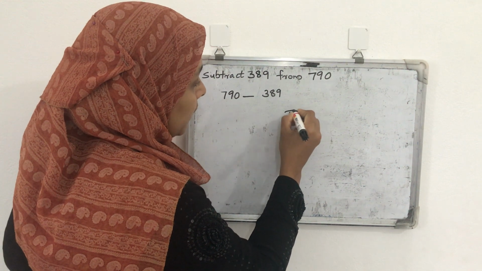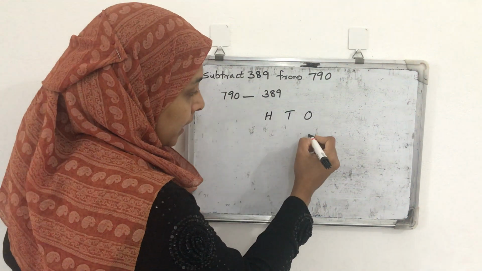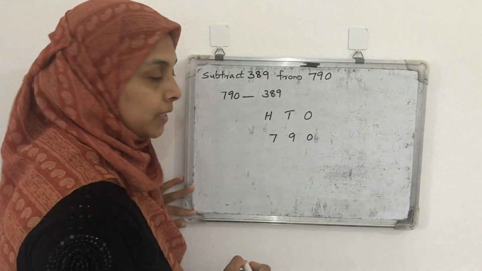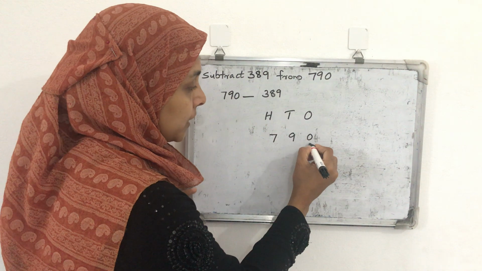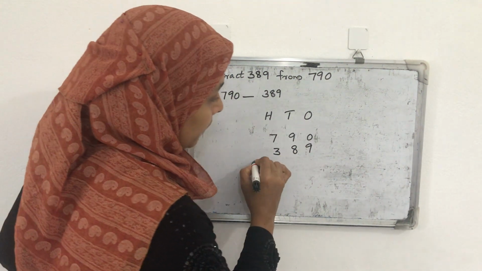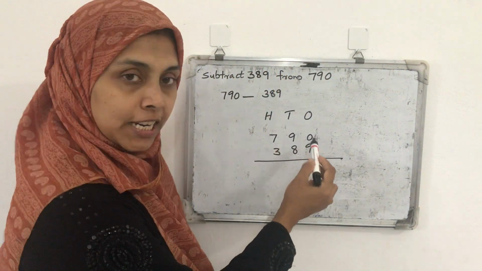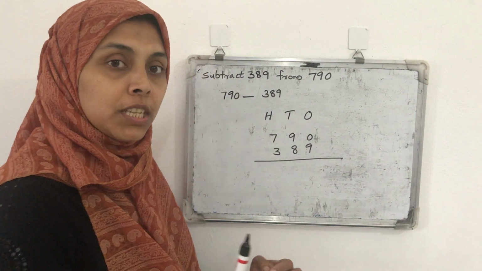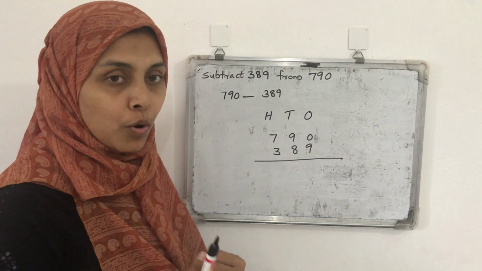So, ones, tens and hundreds. First number is 790. Ones place 0, tens place 9, hundreds place 7. And second number 389. Ones place is 9, tens place 8 and hundreds place is 3. Now we are subtracting. First we subtract the ones. Ones place 0 minus 9. Is it possible, 0 minus 9? No. So here also we want to regroup or borrow.